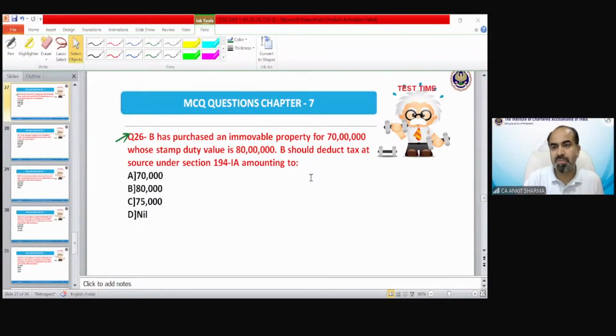The correct answer is B because section 194IA provides that if the higher of the stamp duty value and the consideration exceeds 50 lakh rupees, then the higher value is liable to TDS at the rate of 1%. So in that case, 80 lakh would be the higher amount and 1% TDS needs to be deducted on 80 lakh rupees. The correct answer is B.